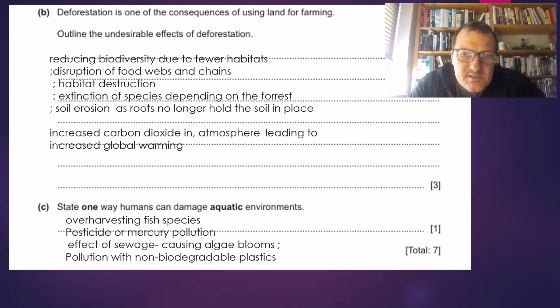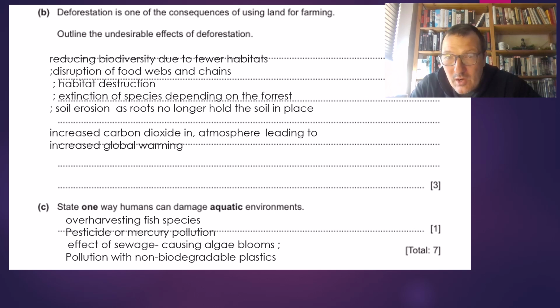So the undesirable effect of deforestation, I would say the first one is reducing biodiversity, as there are fewer habitats, especially as old forests get destroyed. Disruption of food webs and chains that are depending on the forest is also an undesirable effect. Habitat destruction. In the worst case, you can also have extinction of species that depend on the forest, if you have an animal like the orangutan who needs the forest to live.